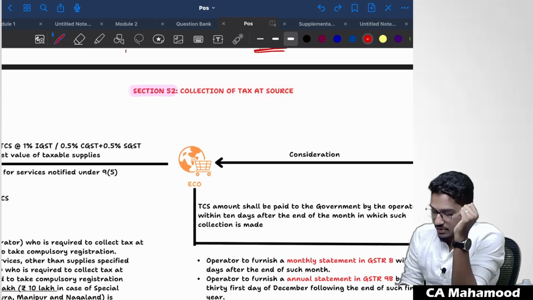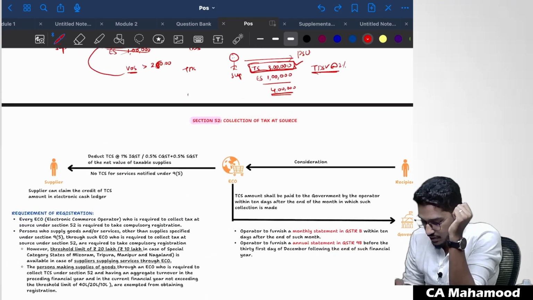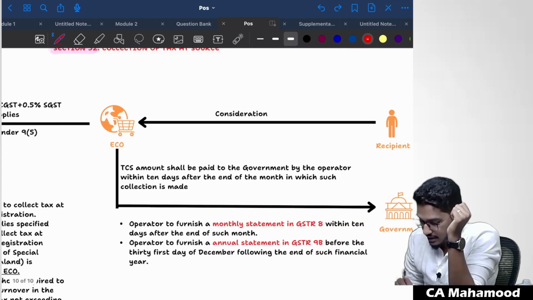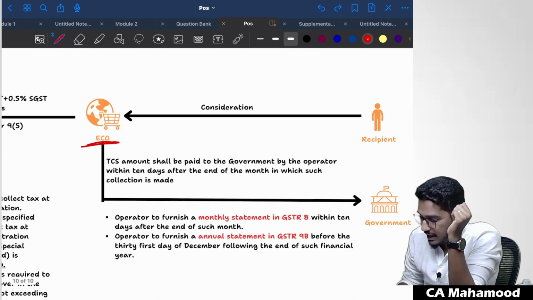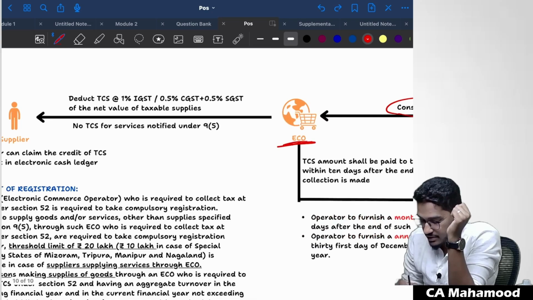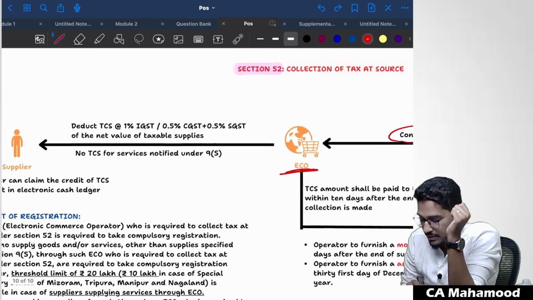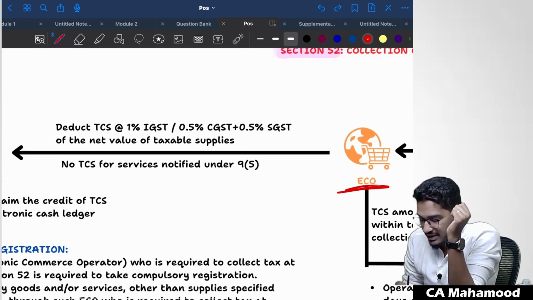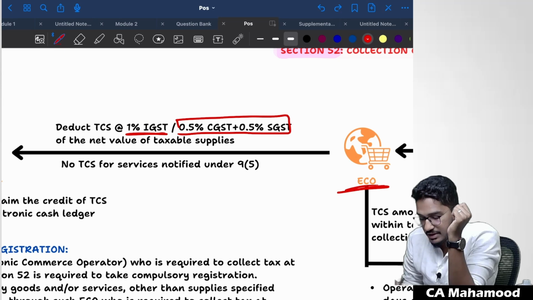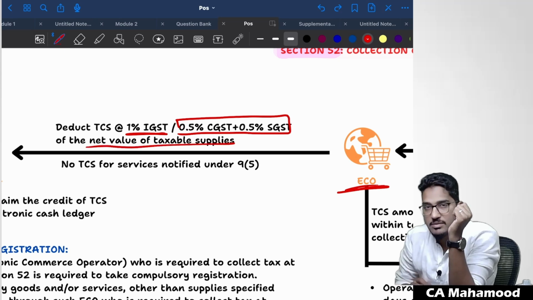So regarding this, certain rules and regulations are there. Let us see what they are telling. As I have told, the e-commerce operator will receive the consideration, and on that consideration, before he transfers that amount to the supplier, the e-commerce operator should collect TCS. If it is an interstate supply, 1% IGST. If it is an intrastate supply, 0.5% CGST and 0.5% SGST of the net value of taxable supplies.